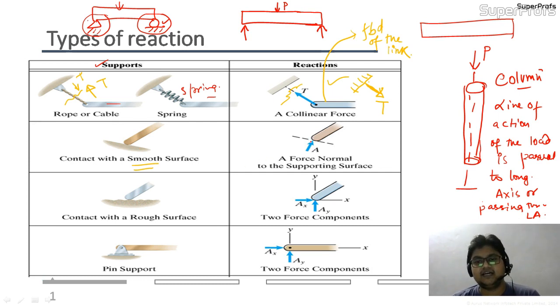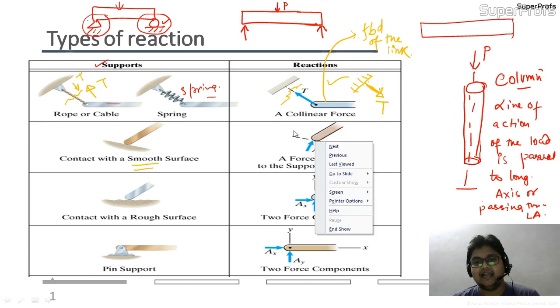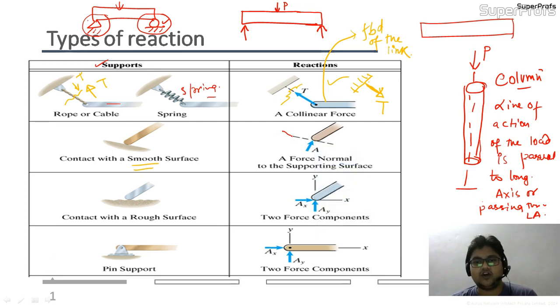Suppose this point is in contact and you draw a tangent here. Perpendicular to this tangent will be the line of action of this support. So whenever you have a support which is supporting the link, its reaction will always be perpendicular to the tangent to the surface with which the member is in contact. So this is the case of a smooth surface.